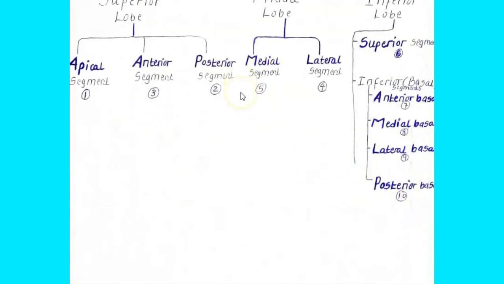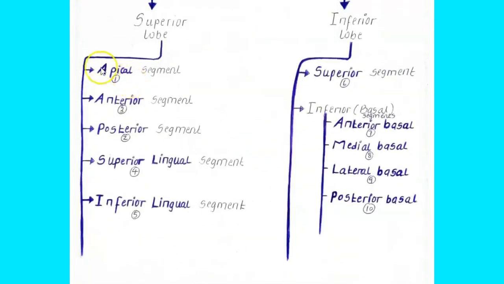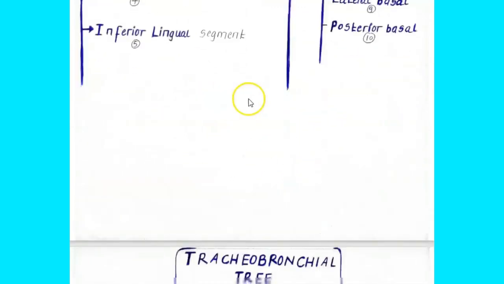the posterior basal segment. Then the left has two lobes, superior lobe and inferior lobe. So the superior lobe has these segments: apical, anterior, posterior, superior lingual, and inferior lingual, which we've talked about. And then the inferior has superior segment, anterobasal, medial basal, lateral basal, and the posterior basal.